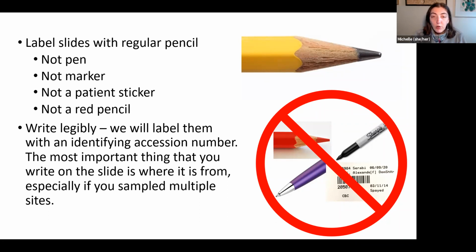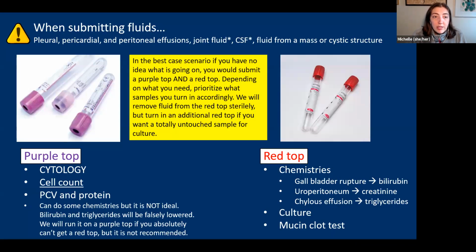Because if one side looks like a sarcoma and one side looks like a lipoma, we want to know which is which. And then when submitting fluids, this is for any fluid that you may submit for cytology, it should go in a purple top. And I'll talk about joint fluid and CSF in a second, the exceptions there. So the purple top is for cytology. If you want us to look at the cells, if you want us to do a cell count, that needs to be in a purple top.